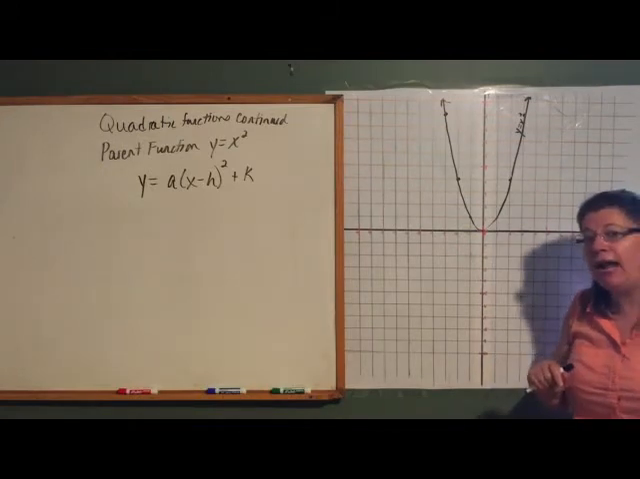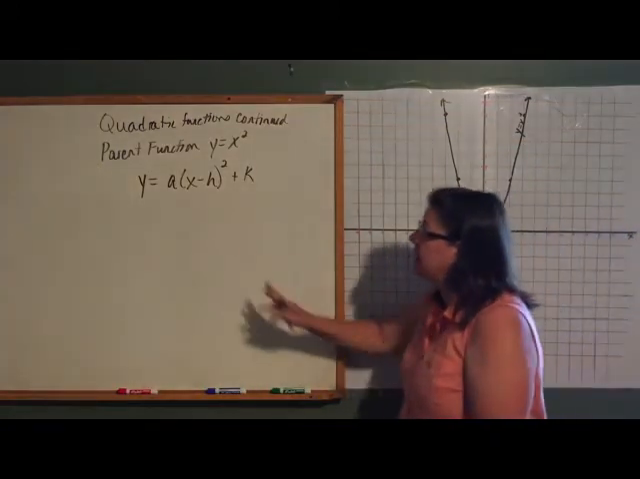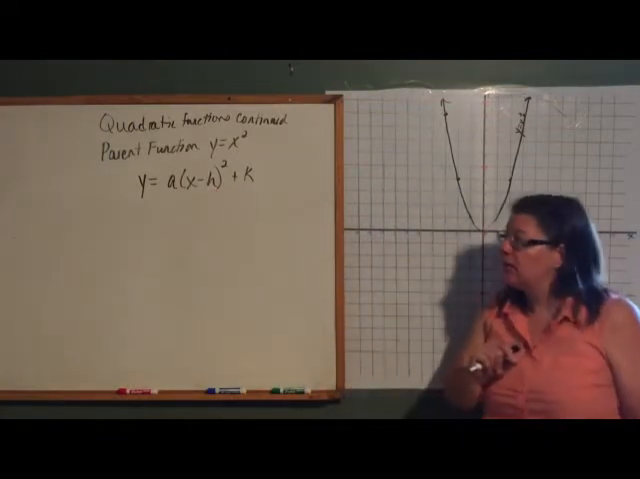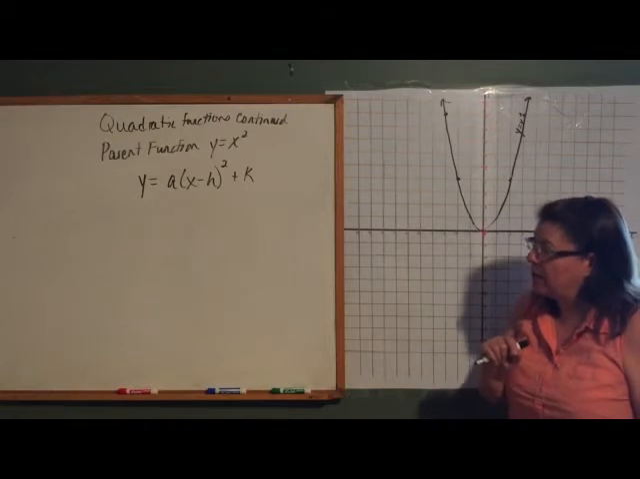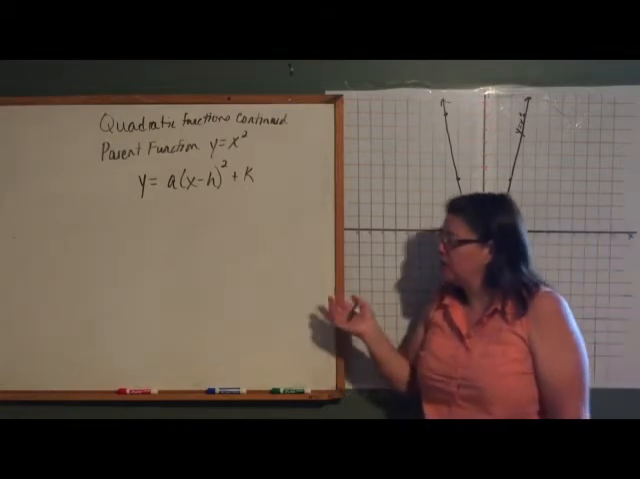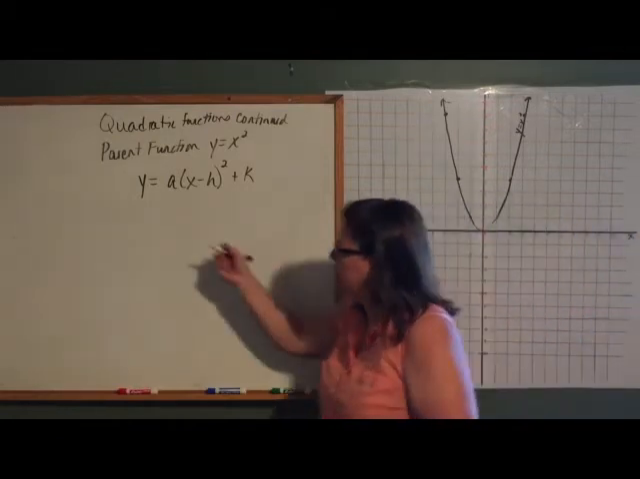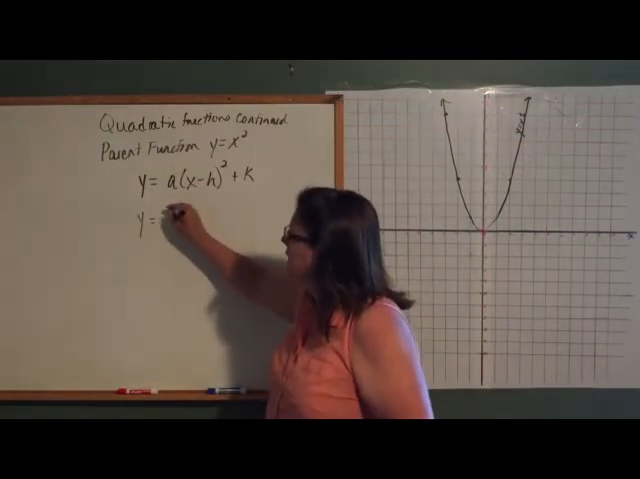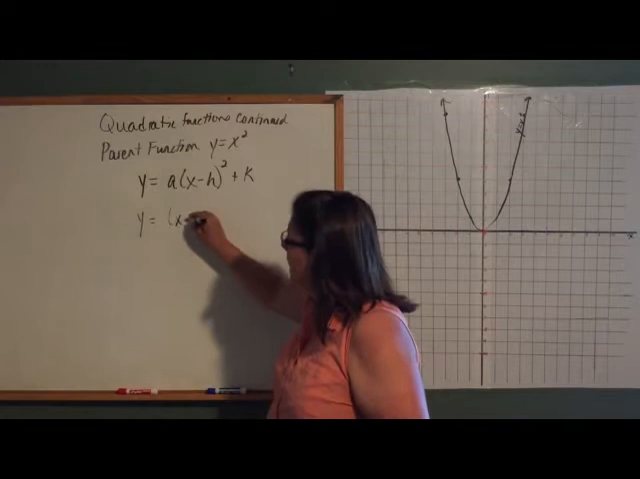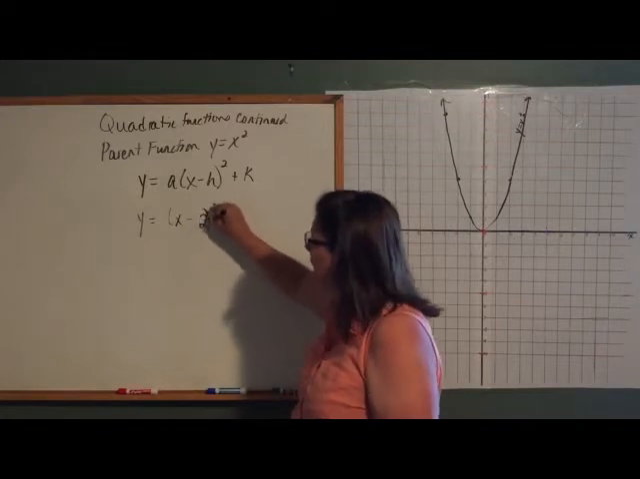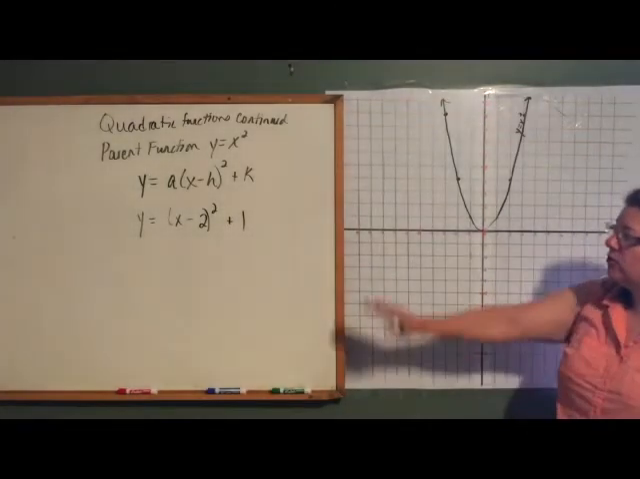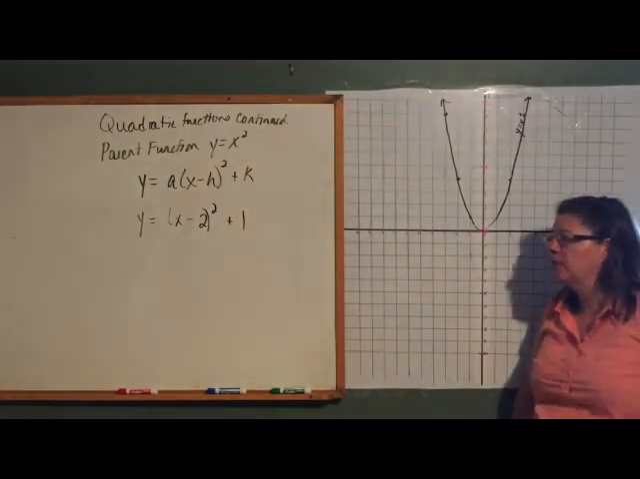Okay? So if I give you something in this form and A is 1, then it's fairly easy to graph as long as we understand that H and K help us represent the vertex of my parabola. So now I'm just going to randomly pick, let's see, I'm going to say y equals 1 times (x minus 2) squared plus, I'll just say 1. Okay? There's my new parabola.